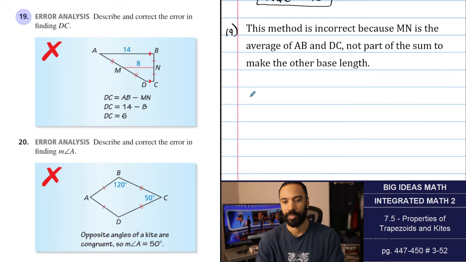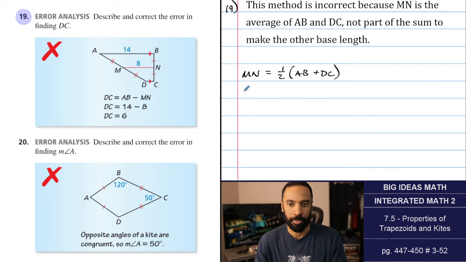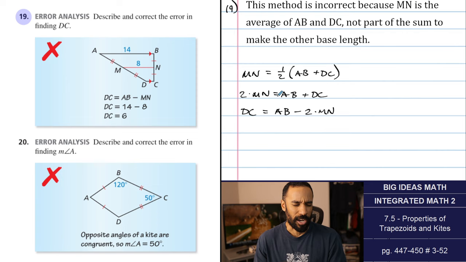MN's length. Let me do that first. MN is half of AB plus DC. Let's figure out how to write that without plugging things in first. If I double that, 2 MN is AB plus DC. So DC is AB minus 2 MN. There we go. Okay, that makes sense.